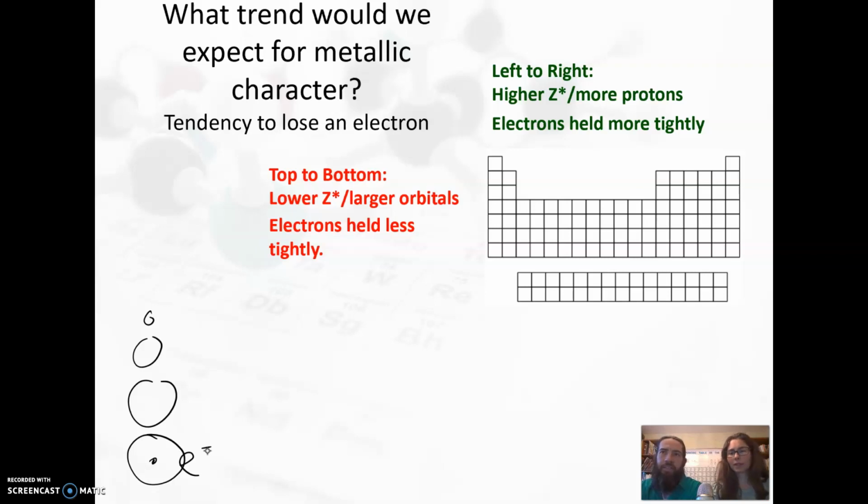Another easy way to remember this is we know that the metals are on the left-hand side of the periodic table. And so we know that the metallic character has got to be favored on the left, but the lower left is going to be the most metallic. So this is inversely proportional to the effective nuclear charge. So as the nuclear charge is weaker, we're going to see more metal-like character, more ability to lose electrons.